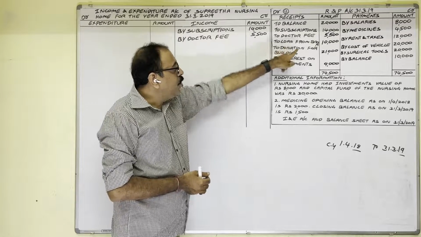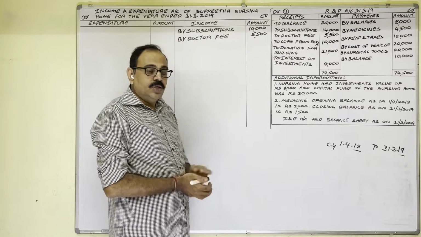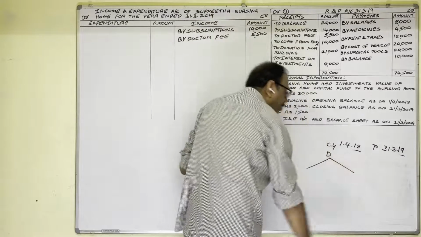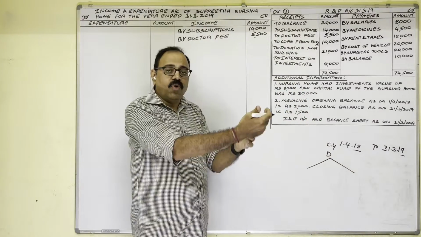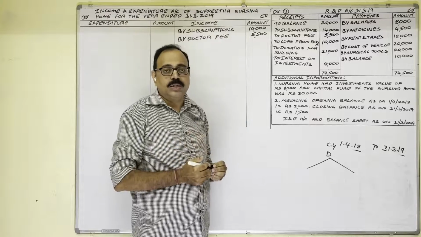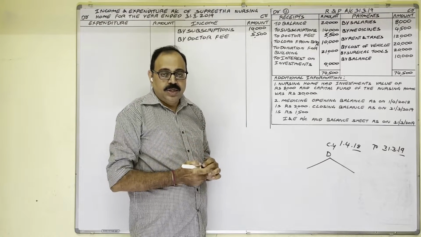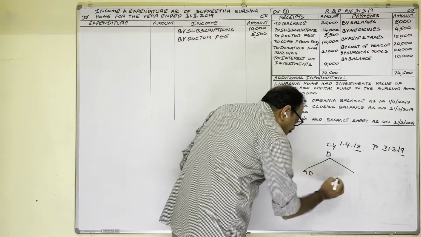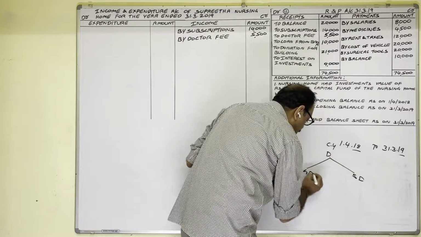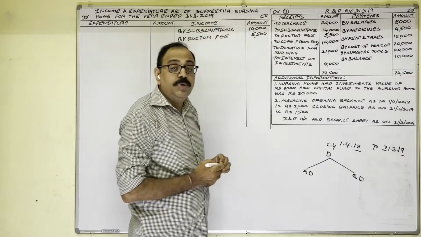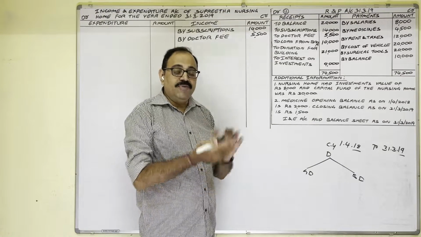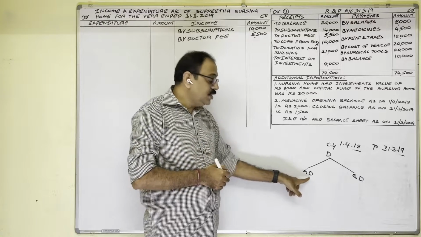Next one, donation for building. So donations are of two types. First of all, donation means if anybody voluntarily gives some money to us, it is called donation. So donation is of two types: general donation and specific donation. General donation means without mentioning the purpose of giving the donation, if we receive the money, it is called general donation.